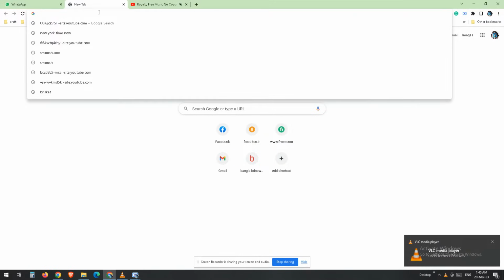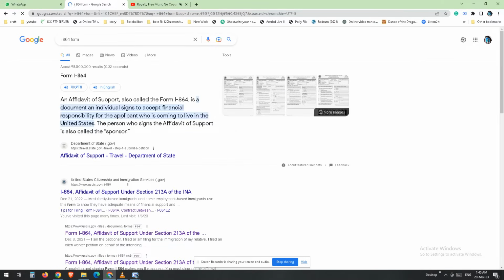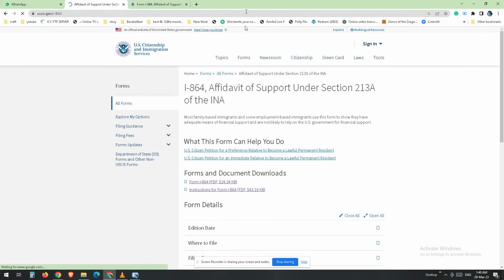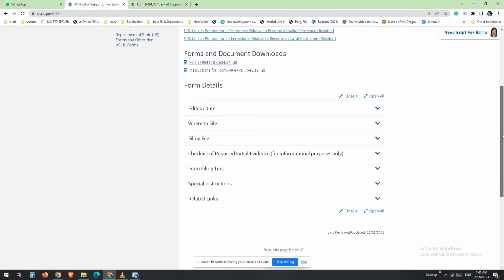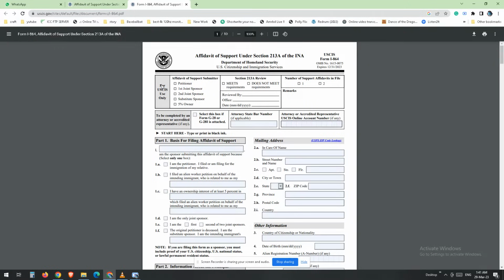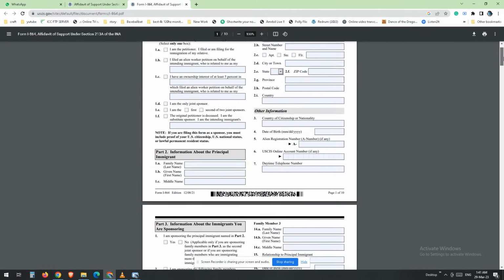US's Form I-864, also known as the Affidavit of Support, is a crucial document required for the immigration process of a foreign national to the United States. It is an affidavit of support that establishes that a U.S. citizen or lawful permanent resident, LPR sponsor can financially support the intending immigrant, ensuring that they will not become a public charge while in the United States. In this video, we'll explore what US's Form I-864 is, who needs to file it, and how to complete it.